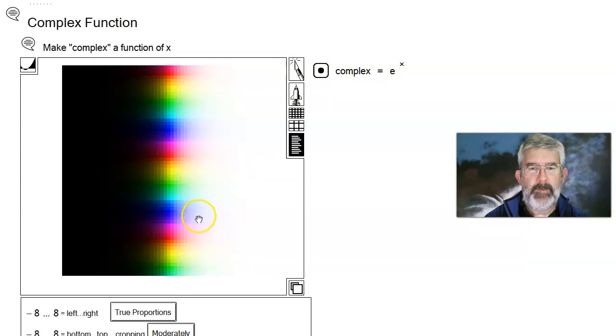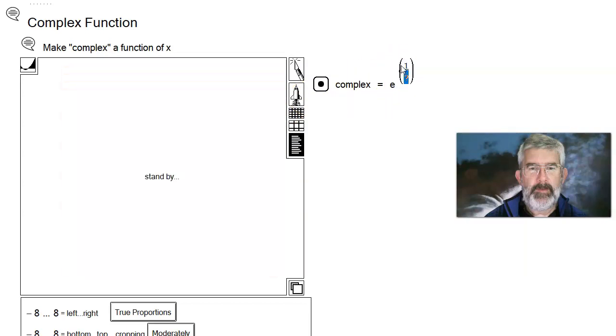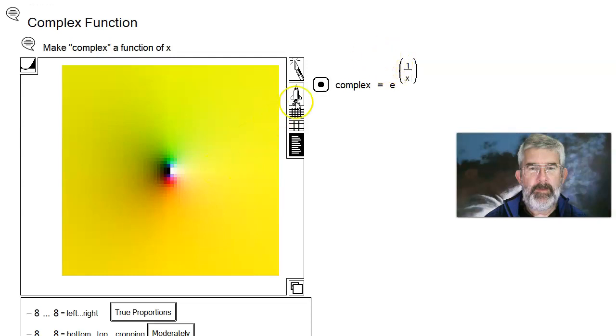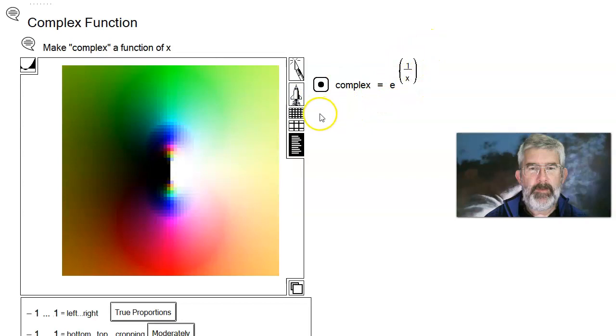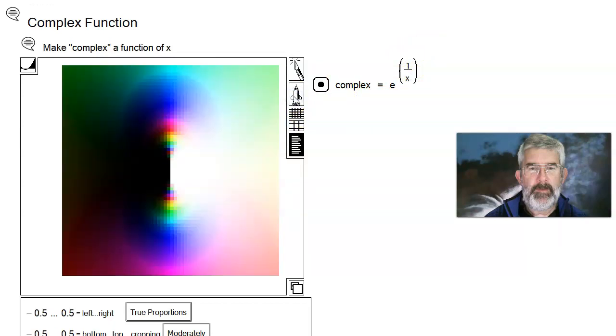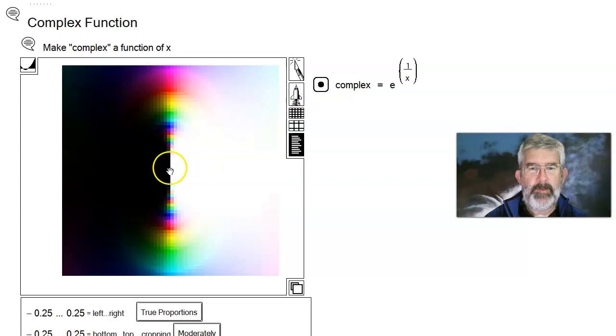Now, I want to change this, though, from e to the x to e to the 1 divided by x. And what I have now is definitely something weird going on at the origin, because what's 1 divided by 0? This is an example of what's called an essential singular point. That at 0, there's something really weird going on. In fact, I see that it's very black over here, meaning I'm close to 0, where it's very white over here, meaning I'm very big, very large. And then I see these colors changing in here, meaning that you're kind of going in all sorts of different directions.